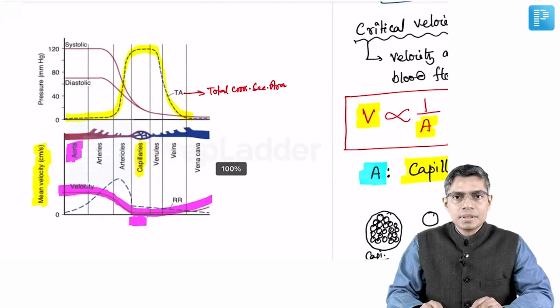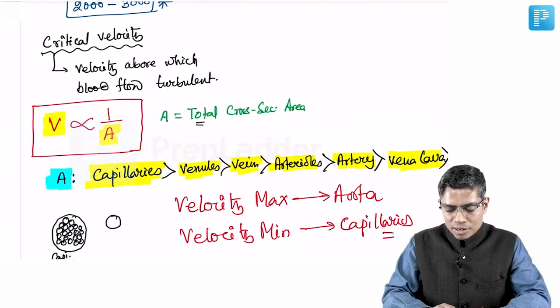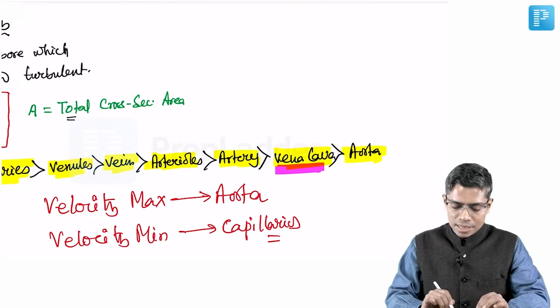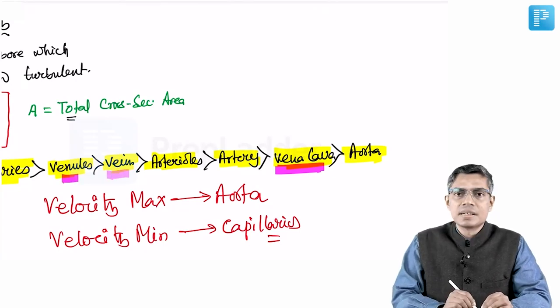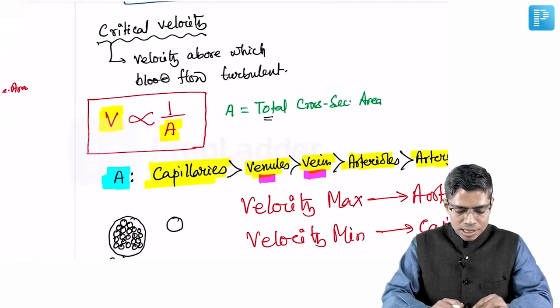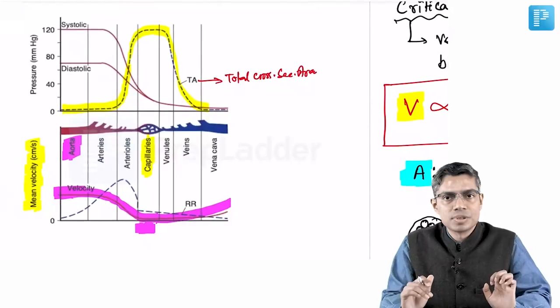So if I give different venous system parts, venules, vein, vena cava, velocity of blood flow will be maximum in which vessel? Your answer will be vena cava, right? Because venules and veins are just after the capillary, so velocity of blood flow will be lesser there, right? This way you have to answer different questions depending on your choices in the MCQ.